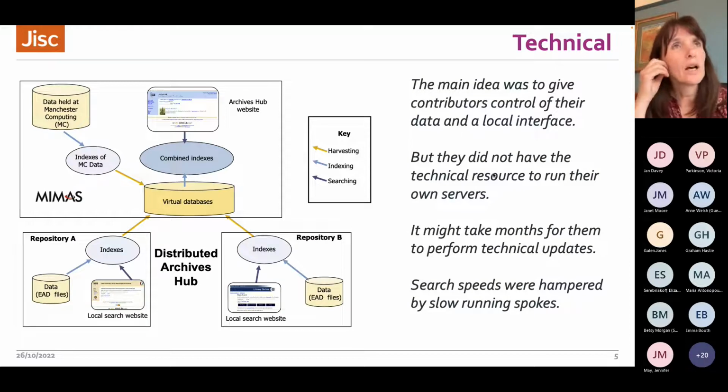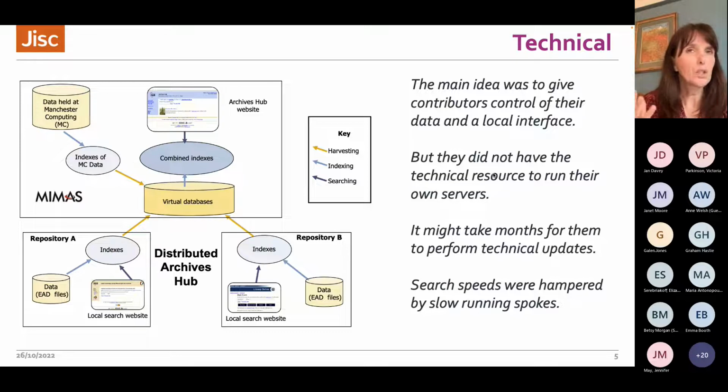This is actually, it's funny looking at these again. I used to look at these an awful lot. So this is the model, the Distributed Archives Hub, where you can see we've got the central Archives Hub, and there's repository A, repository B. They've got their own, basically, their own data.